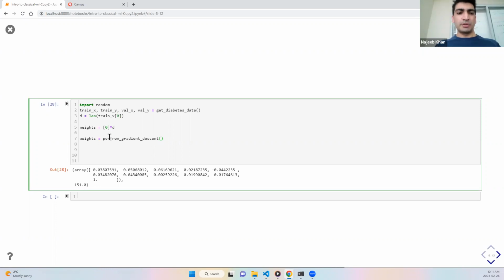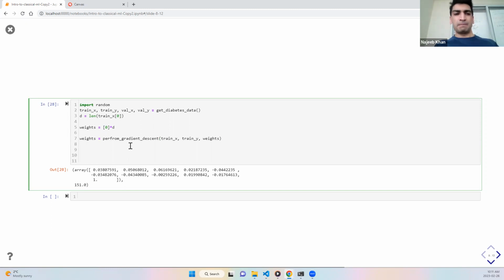This is the algorithm we just implemented in the previous slide. We provide it with the training data and the weights. Currently we started with all weights equal to 0, and then we perform gradient descent with these weights and a learning rate, set to a default value of 0.1, and this gives us the new weights.